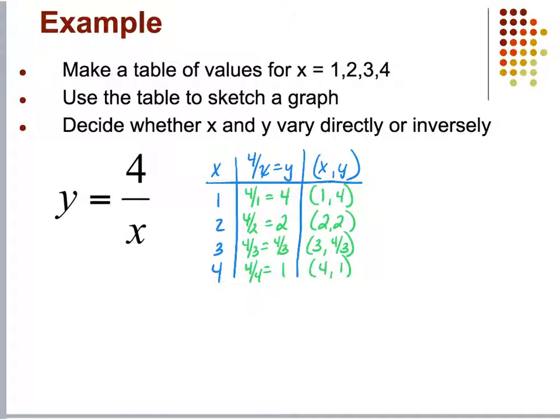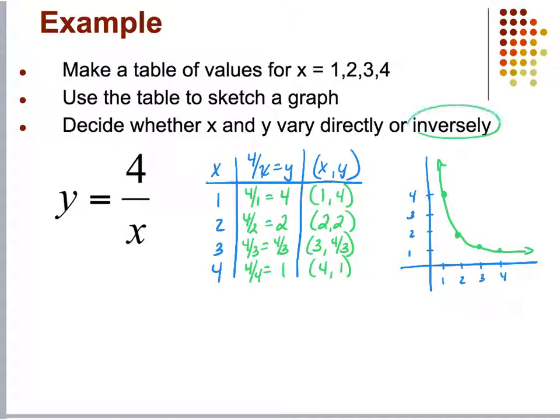Now you go ahead and sketch these on a graph. We have the point (1, 4), the point (2, 2), the point (3, 4/3), which is slightly more than 1, it's 1 1/3, and the point (4, 1). So your graph is going to look like this, which is what we would expect for an inverse variation. Now you could have looked at this and realized that this is already in the format of an inverse variation, but then you'd miss out on the fun of sketching a table and a graph.